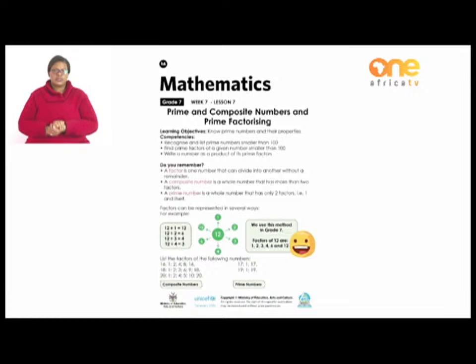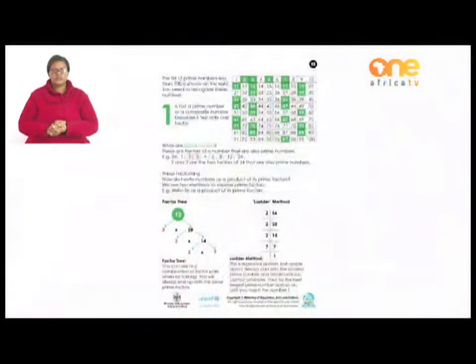Now we move to page 15. On page 15, reading, the list of prime numbers less than 100 is shown on the right, which is on the table. If you look in the table, you can see the numbers. Some are in green, shaded. You need to recognize these numbers.